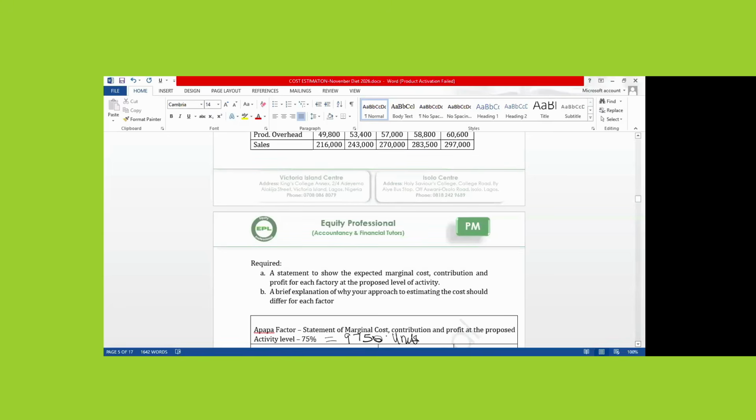The company is planning to increase from 90% activity level to 115% activity level. So we are going to get expected marginal cost at 115% activity level. We are going to get expected contribution at 115% activity level, as well as expected profits.